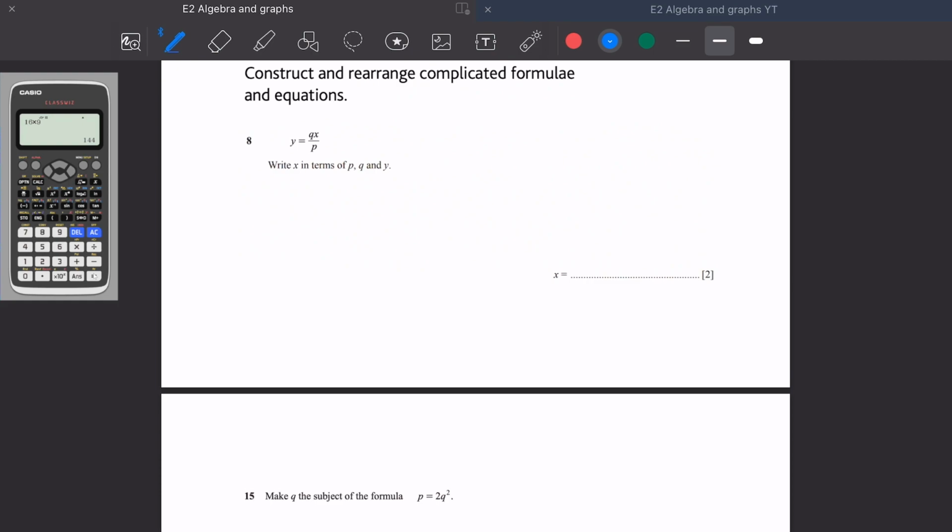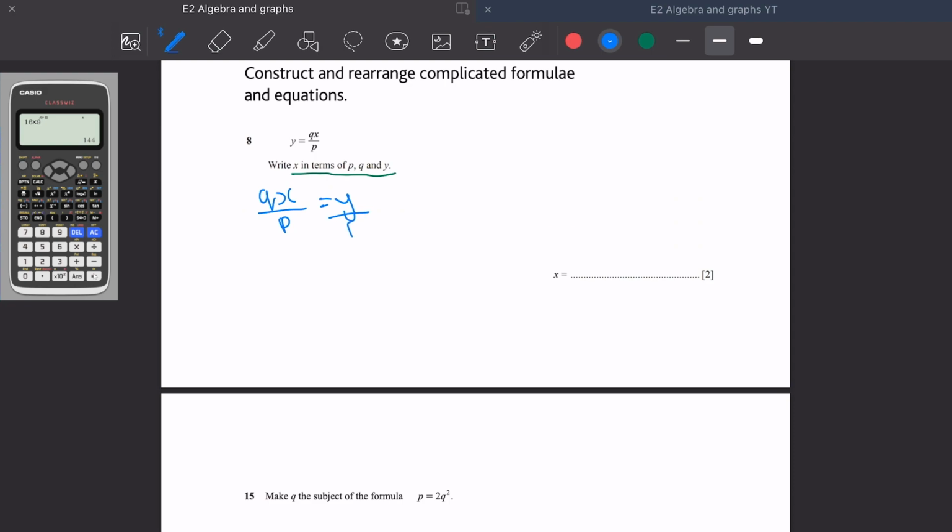Now the next syllabus statement is construct and rearrange complicated formulae and equations. This is basically making a variable the subject of the formula. So in this question, we have to make x the subject of the formula. So you have to put x in the left hand side. So let's rewrite the question. Qx over p is equal to y.